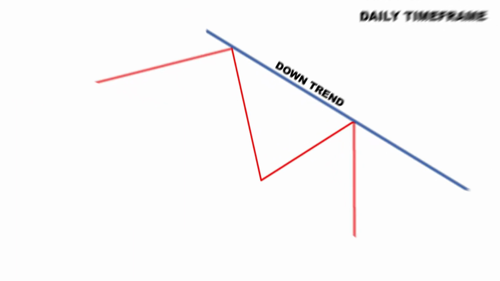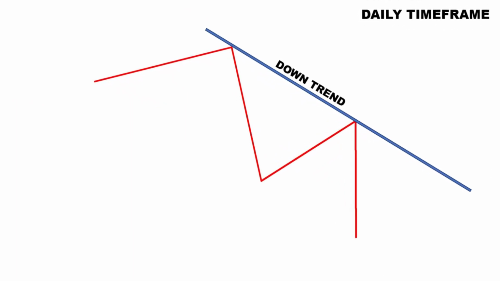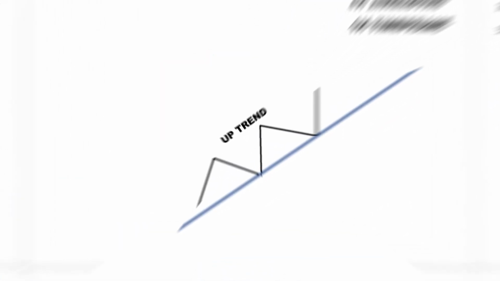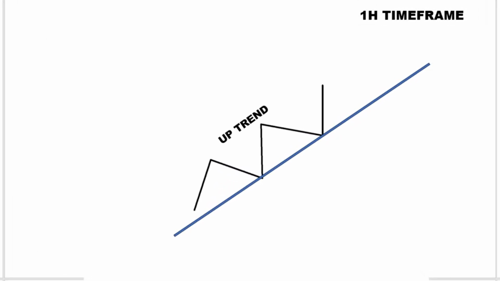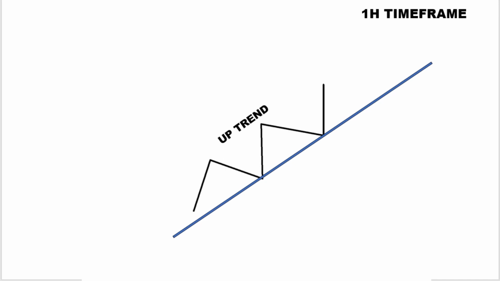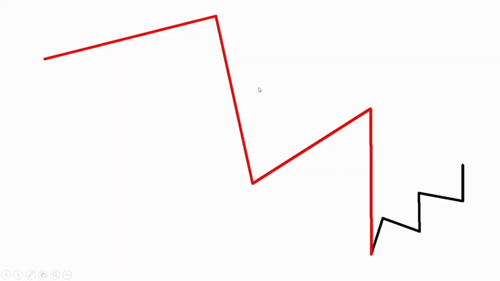Let's relate these two time frames together and see how this works. The one in red is the higher time frame, which is the daily time frame. It is a downtrend and the trend line is drawn at the top. On the other hand, the black one is the 1 hour trend and it is making a higher high, which tells us that it is an uptrend. Since it is an uptrend, the trend line is drawn at the bottom. Let's join the two time frame trends together.